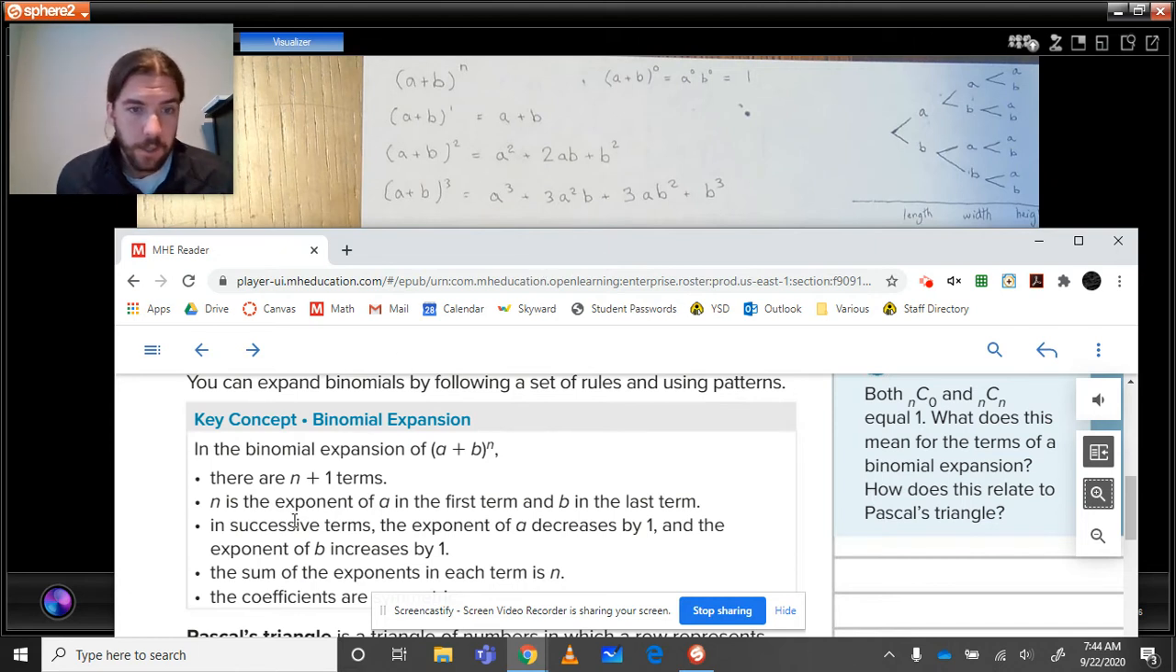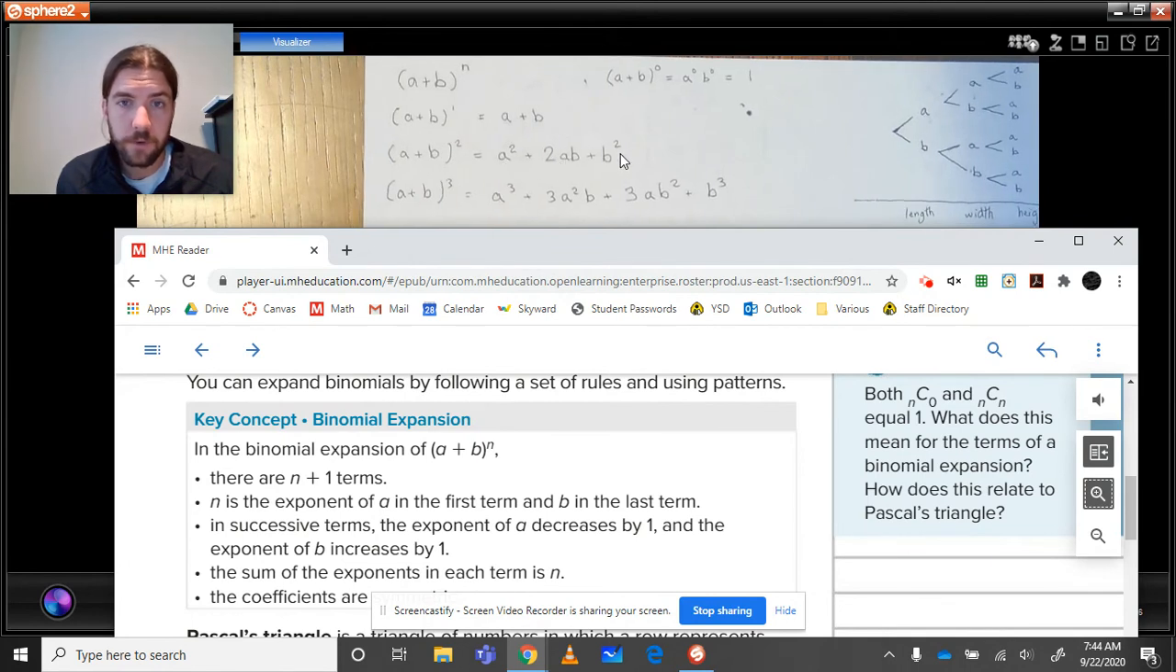In successive terms, the exponent of a decreases by 1 and the exponent of b increases by 1. As we watch a go by, we have a to the first and then no a's, a to the second, a to the first, no a's, a to the third, a to the second, a to the first, no a's. On the b's, we start with no b's and then we get b to the first. Then b squared, b to the 0, b to the first, b to the second, b to the third. So a goes down by 1 each time, b comes up by 1 each time.